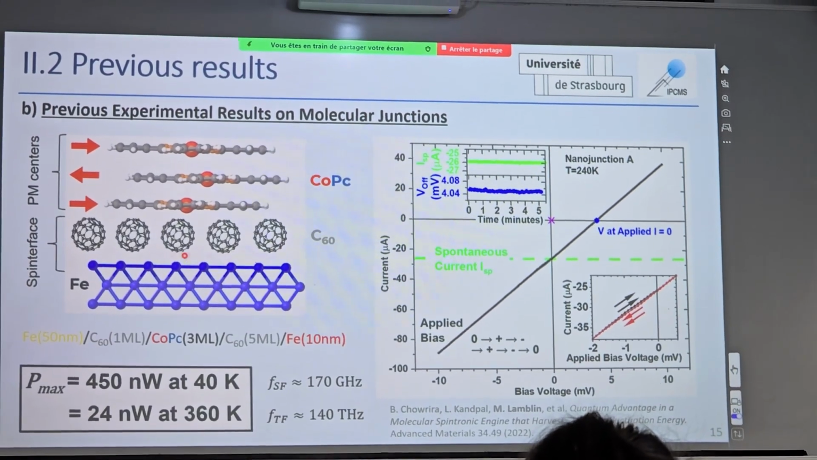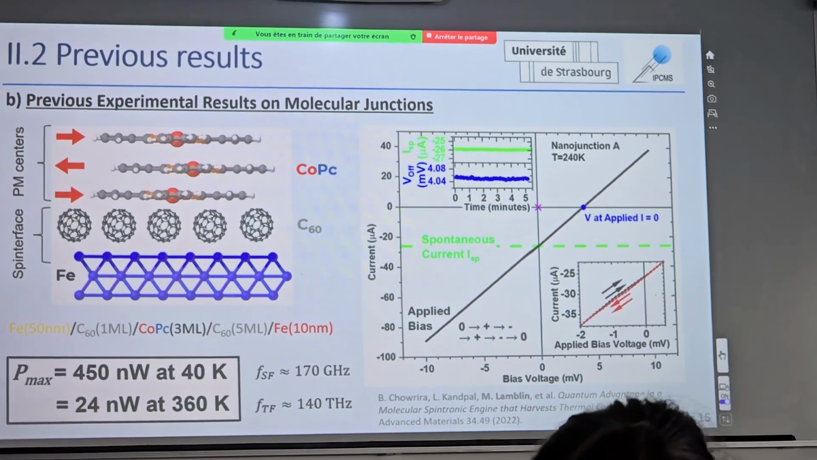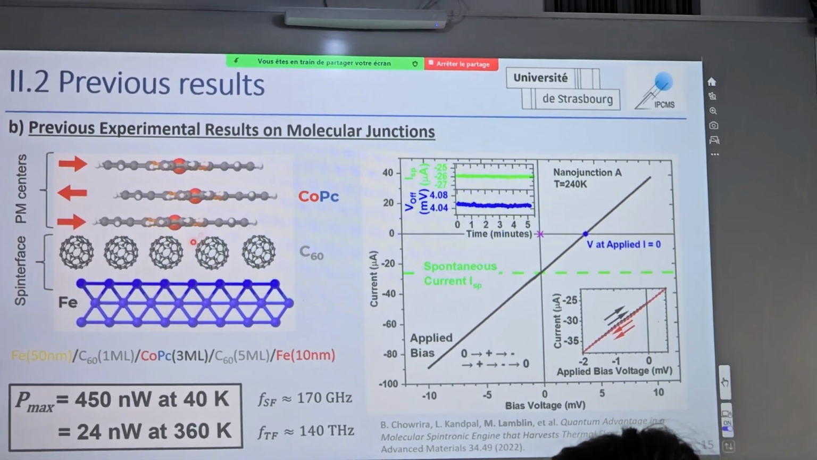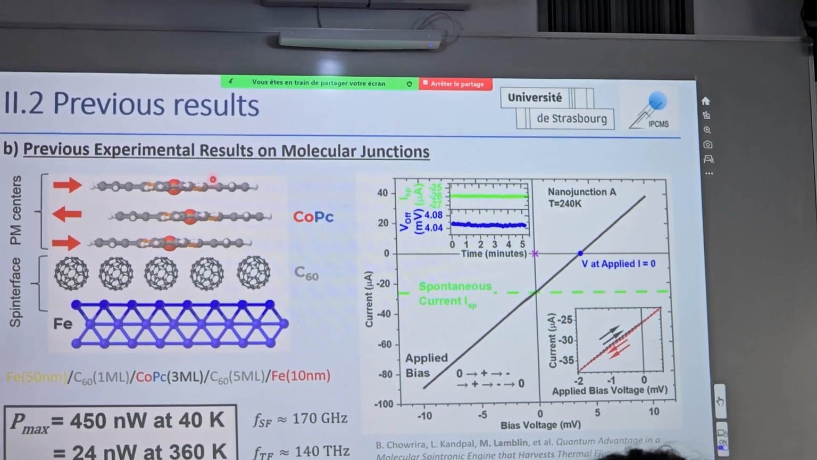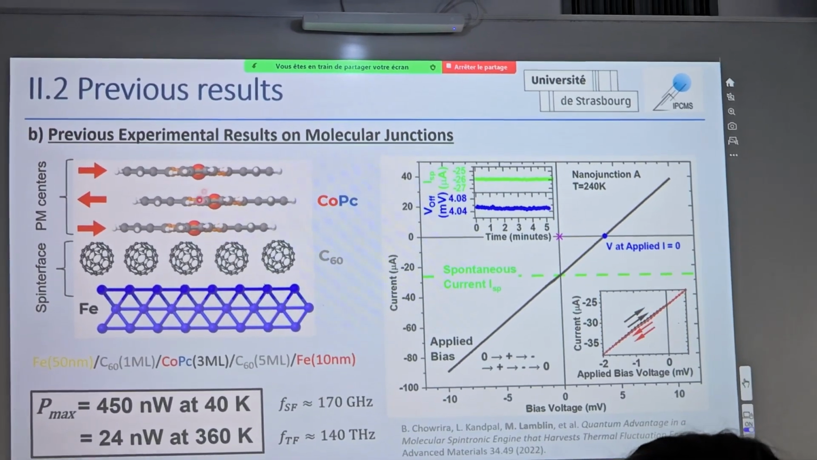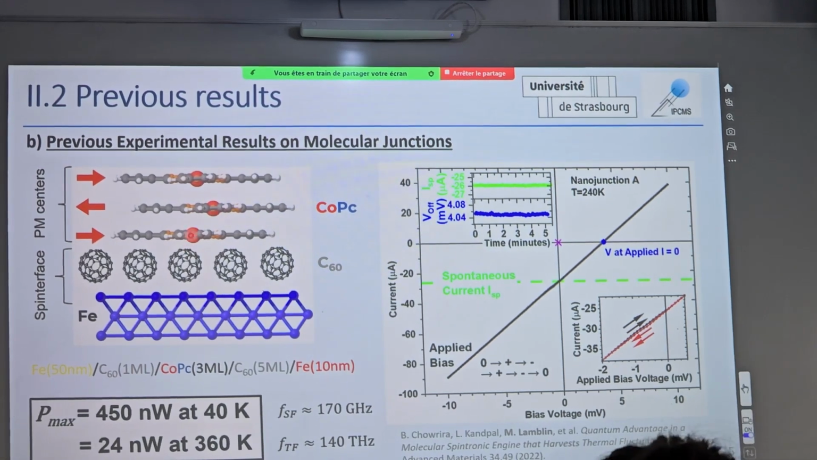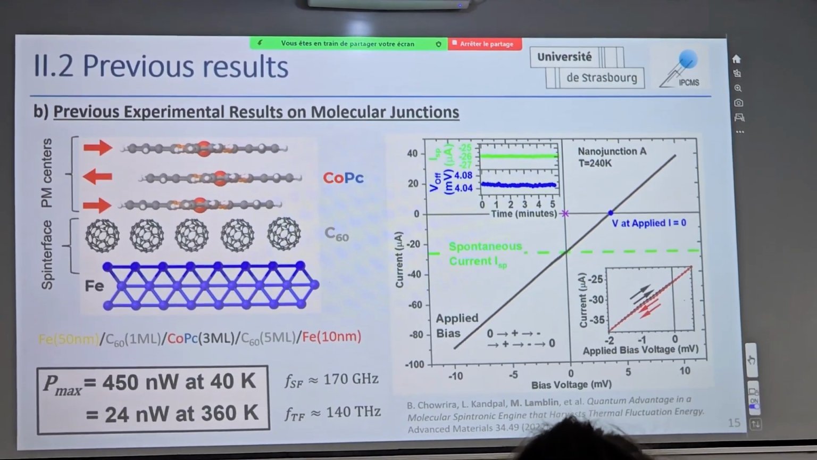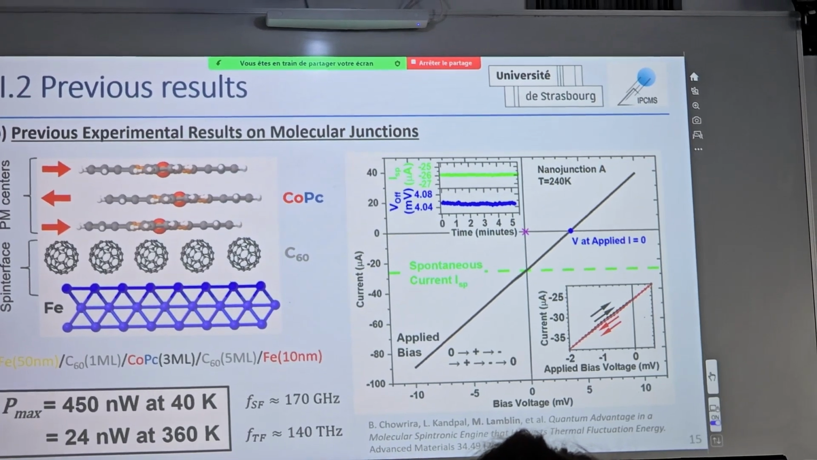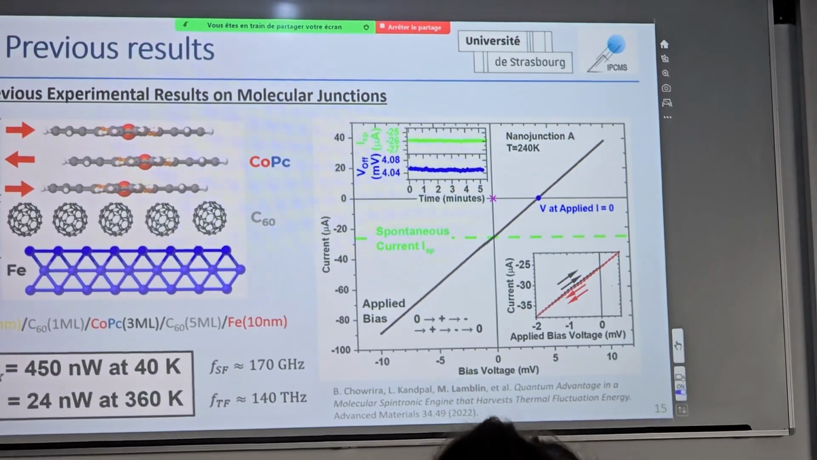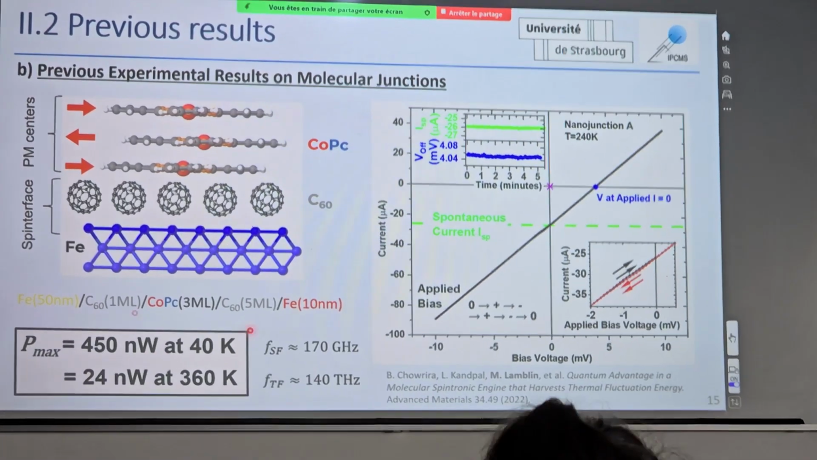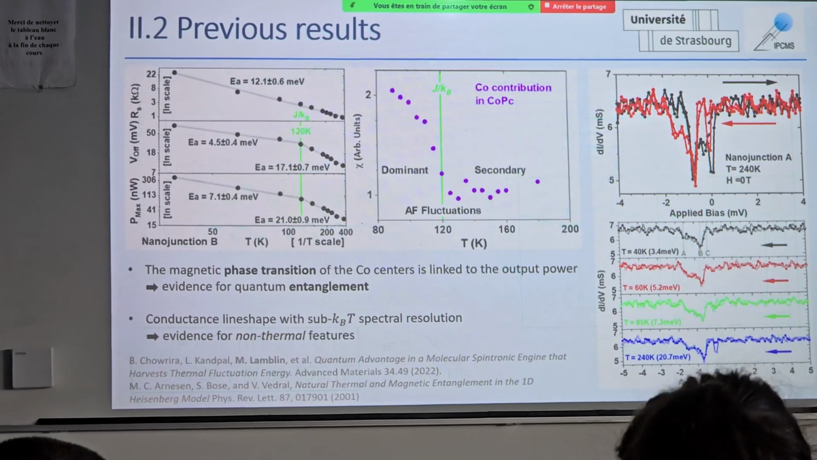And on this stack, the spinterface has been replaced by a C60 fullerene molecular layer, and for the tunnel barrier, the MgO has been replaced by a few layers of cobalt phthalocyanine molecules that feature the center cobalt atoms that are making this spin chain. And so with this structure, the power increased up to 100 times, reaching up to 24 nanowatts at room temperature and 450 nanowatts at 40 Kelvin.